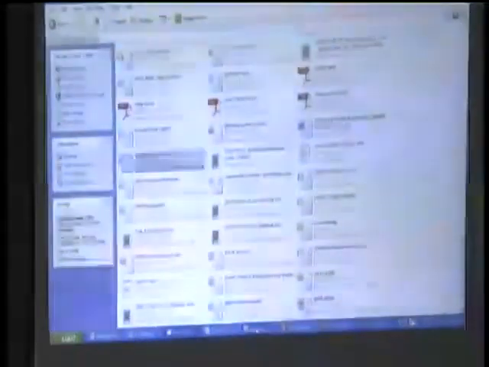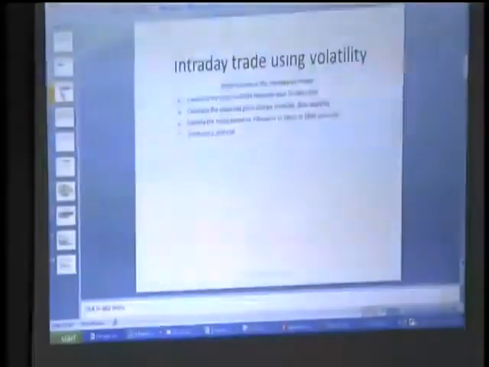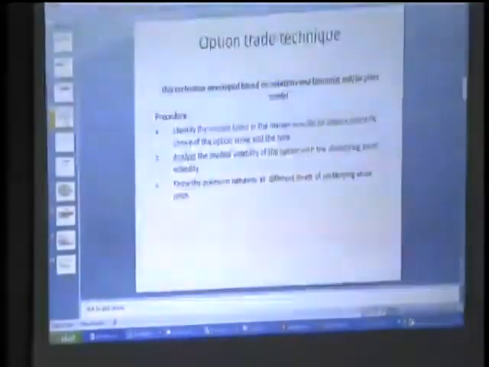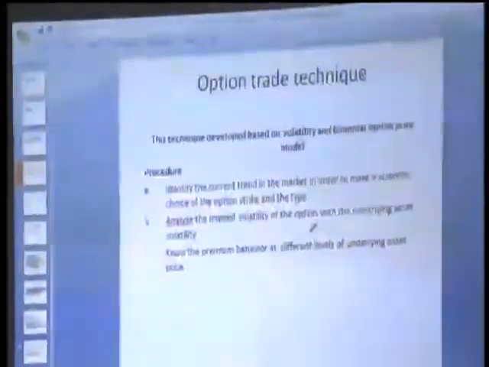Now I'll be moving to the next part, the option trading techniques, the intraday option trading technique as per the volatility.